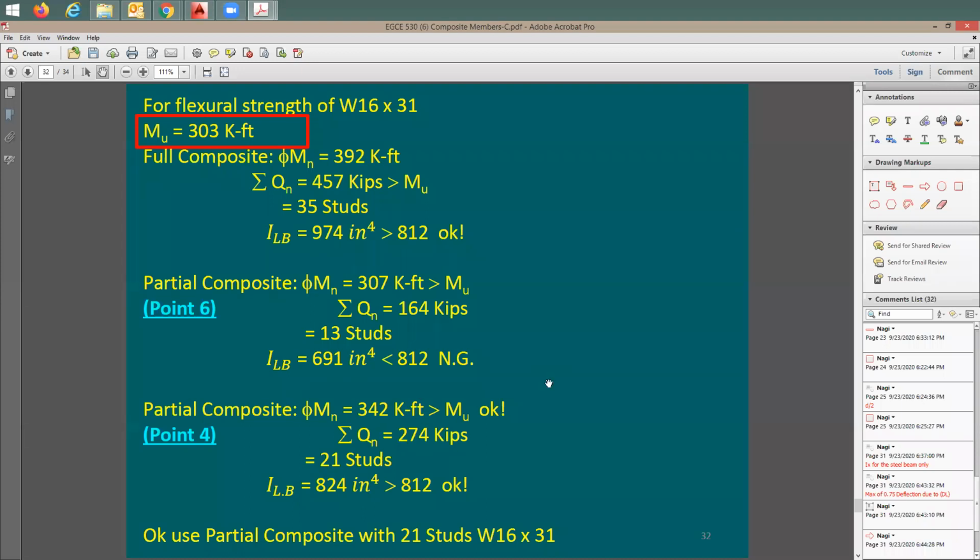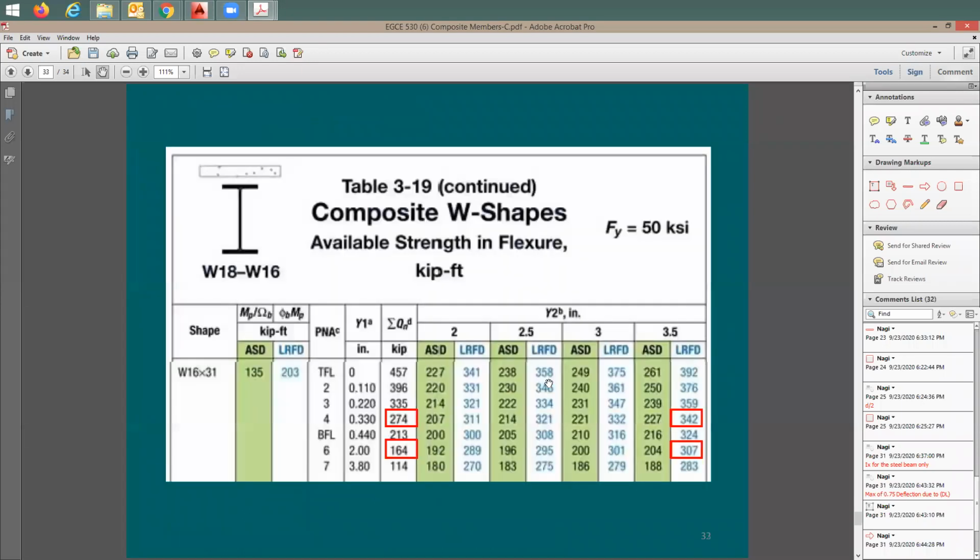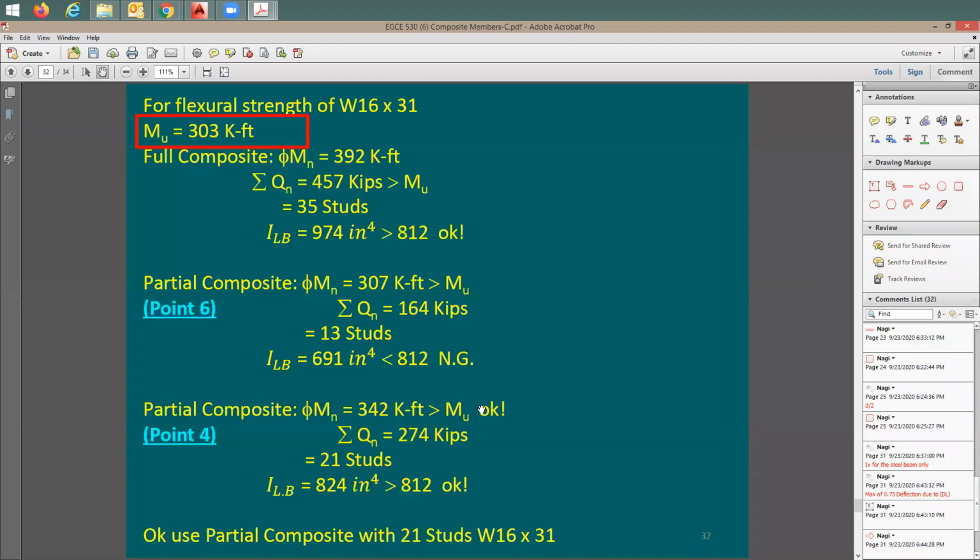Now, let me move one slide ahead. How much now is the summation of Qn? Now you need to transfer 274 kips. Great, 274 kips. How many studs in this case? 21 studs. So I'm going to go here with 0.4. I don't really need to have full composite action. So W16 by 31 is good. Instead of having 35 studs, I'm going to add 21 studs, and my beam is going to be okay. With that, I check deflection, I check capacity, I check the number of studs.